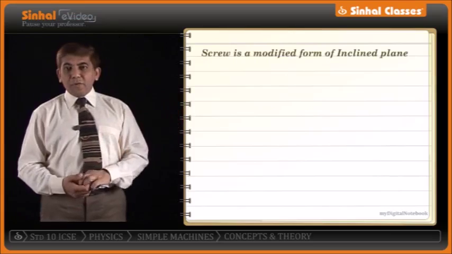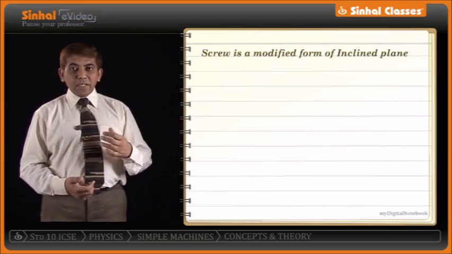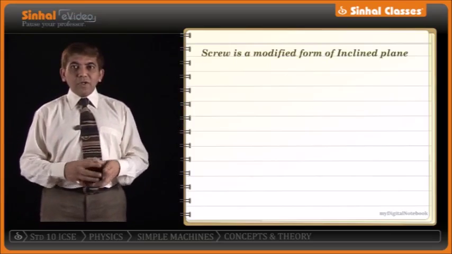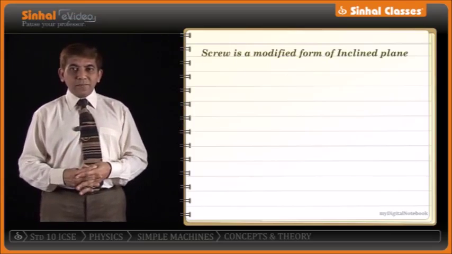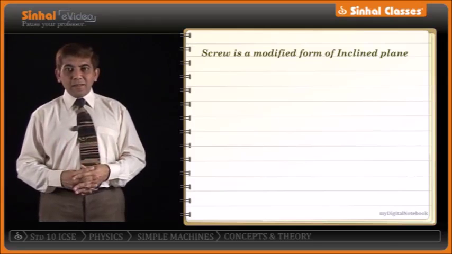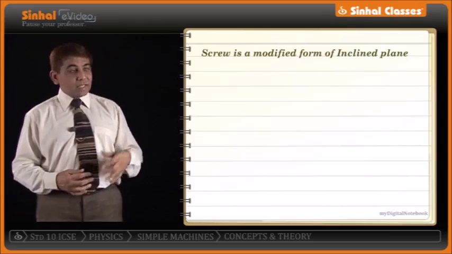Screw is a modified form of inclined plane. How do we say screw is a modified form? You must have seen a screw. The carpenters use screws to fix up 2 or more objects. Can you ever imagine that screw is a modified form of inclined plane? It is true. We can have a demonstration done for it.